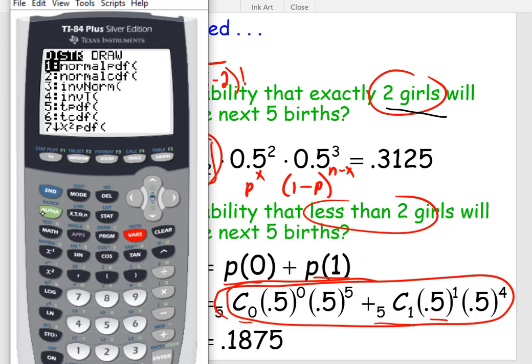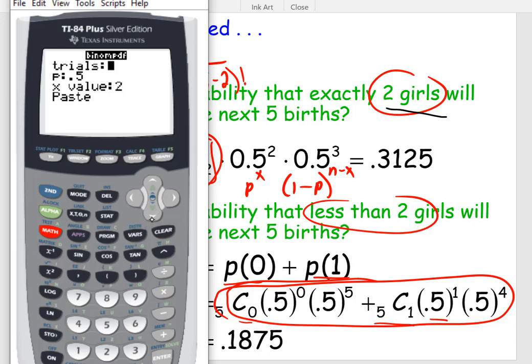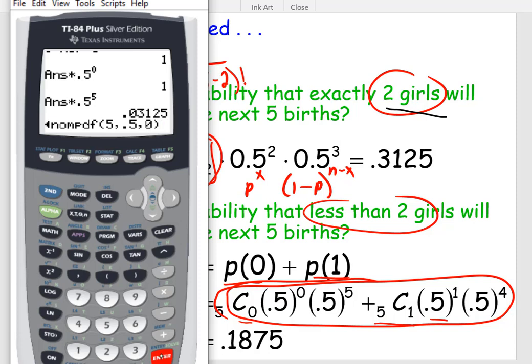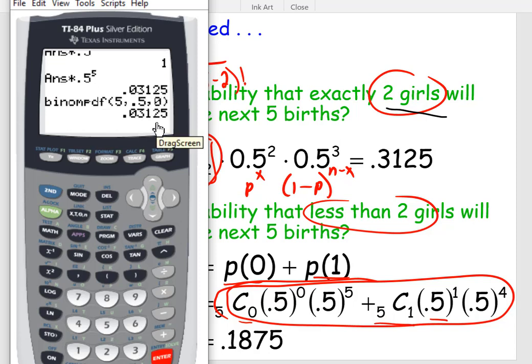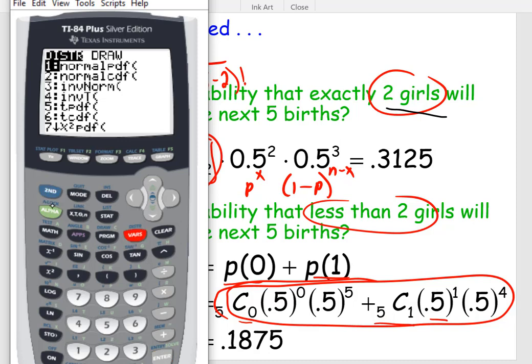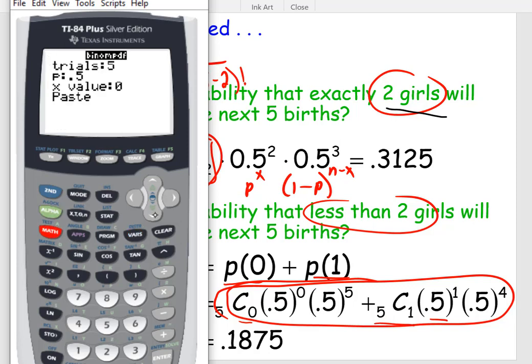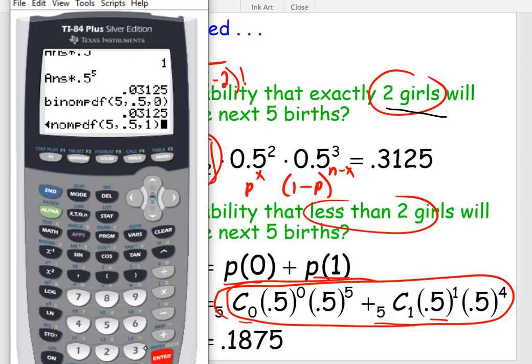Second, distribution. Binomial PDF, 5 trials, 0.5, 0 girls out of that. Gives us that 0.03125 like we said. Go back to that distribution. Still 5 trials, still 0.5 probability of success, but only 1 girl now out of them. That's the 0.15625. We add those together, we do get the 0.1875 that we got here.